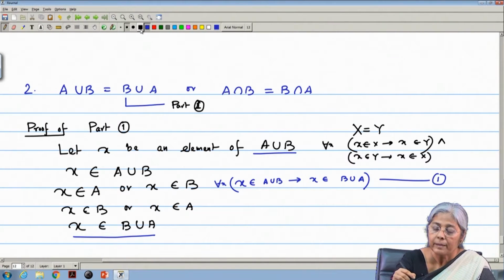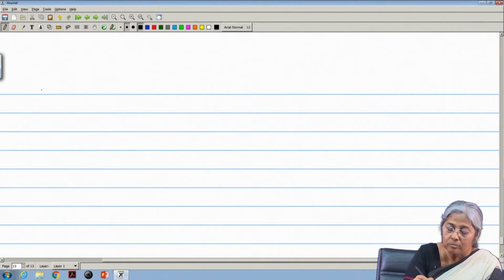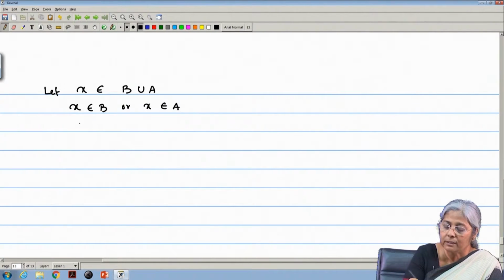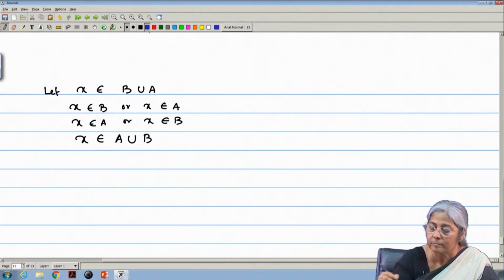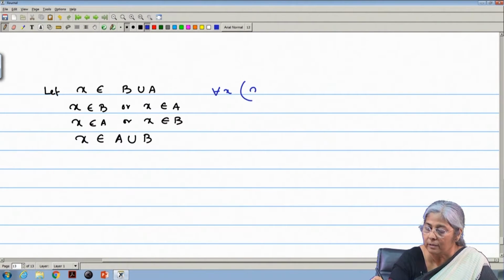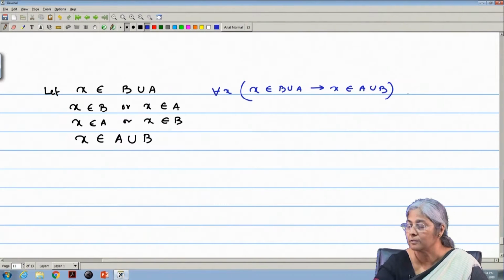Now, we have to show the reverse one: let x belong to B union A. That means, again I can tell that x belongs to B or x belongs to A. So, I can again write x belongs to A or x belongs to B, so x belongs to A union B. So, for all x, x belongs to B union A implies x belongs to A union B. So, this is my 2.